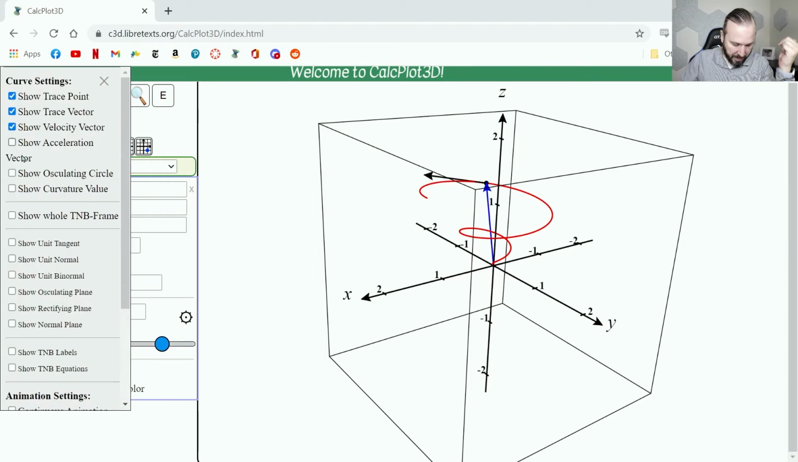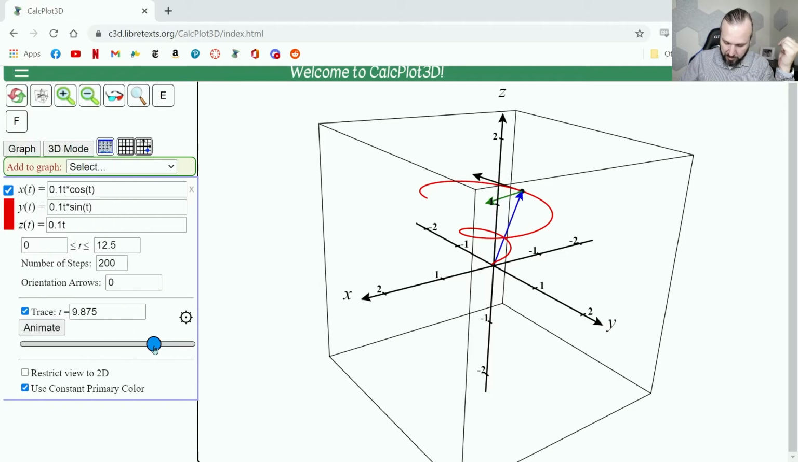Now if I add the acceleration vector as well, that's going to be the green arrow right there. You can see that the particle is turning, so it's accelerating towards the inside of the spiral, and also that green arrow isn't going up at all, right? Because the particle is just moving up at a constant speed.